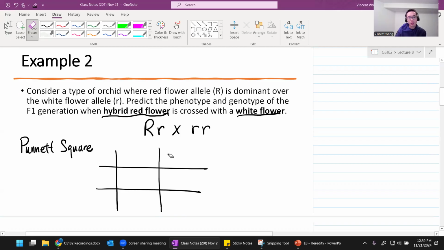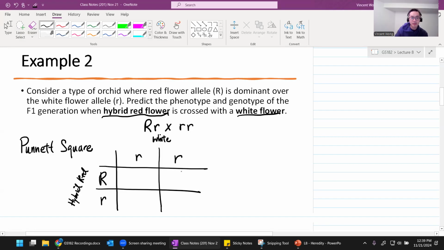So it doesn't matter whether you put it at the top or on the side. You just have to decide on your own which goes where. So for this particular plant, the hybrid red, we're gonna have big R, small r. I'm just gonna put the hybrid red here. You don't have to when you're actually solving the question. I'm just writing it here for you to see when you are going through the notes. And then over here, we're gonna have the white flower, which is pure by default. So small r, small r.